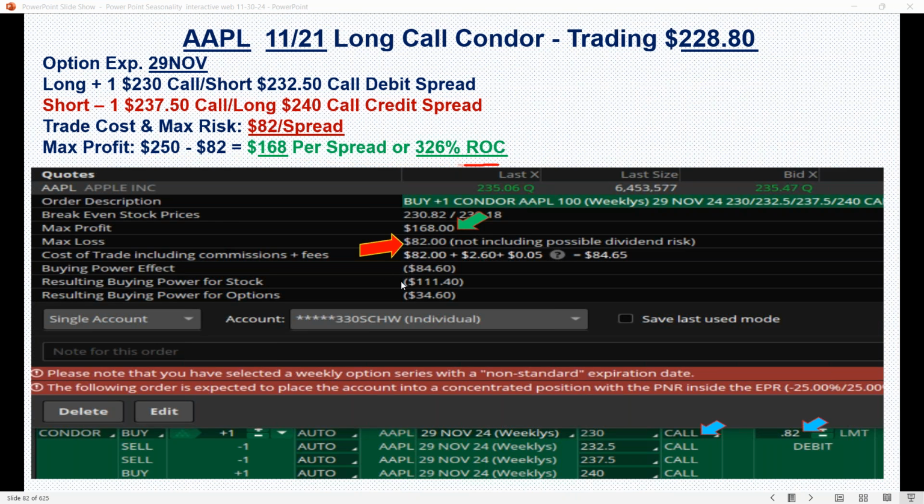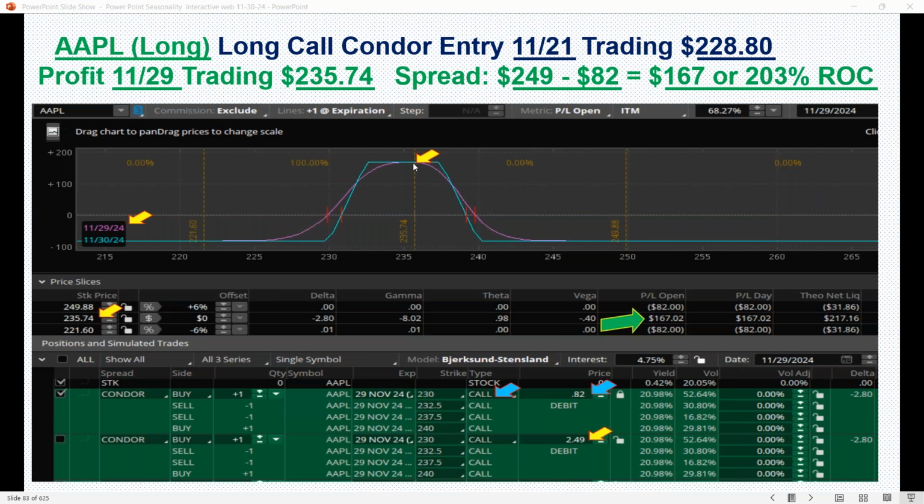All right, so we made almost pretty much max profit on this trade. Here it was going out. This was Friday, the 29th. It was trading at 235.74 right here. And the spread went from 249. Our entry was 82, up to 167, 203% return. So that was one that we just closed out.